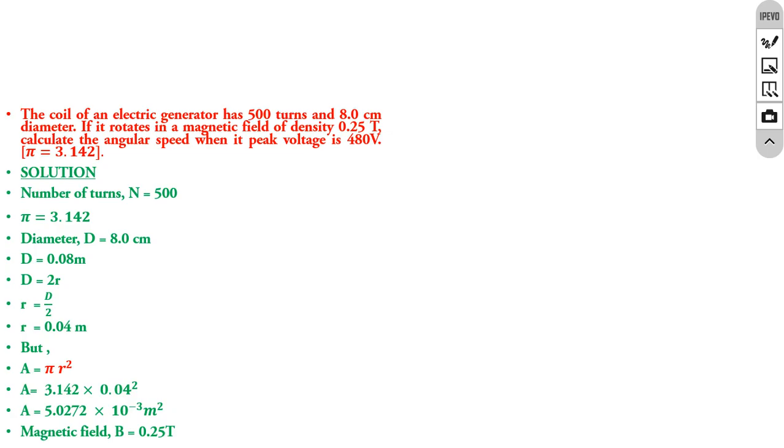And then the magnetic field B is given to be 0.25 Tesla. After listing this, we are asked to find the angular speed, which is omega. So we are to pick a suitable expression that will suit this very problem. But recall that E equals BAN omega.